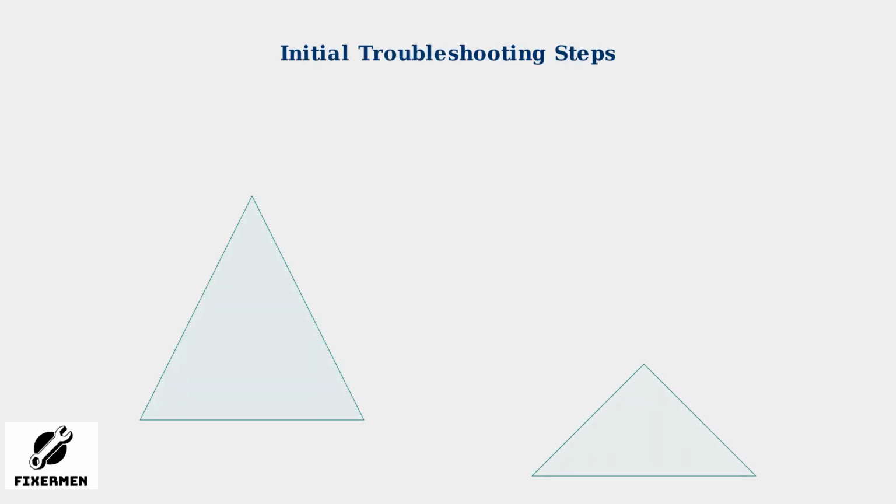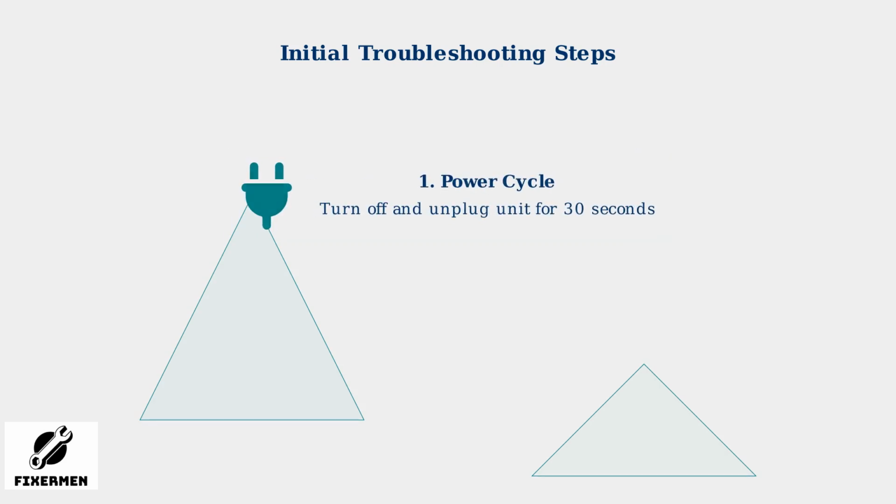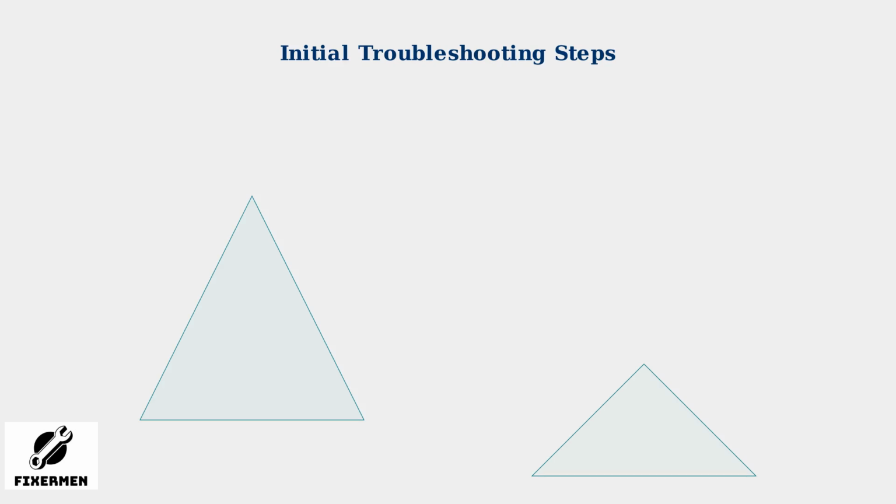Before calling a technician, try these initial troubleshooting steps to resolve Carrier AC error code E8. First, power cycle your unit by turning it off and unplugging it for 30 seconds. This resets the system and may clear the error. Next, check your air filters and replace them if they're dirty. Clogged filters can cause airflow restrictions leading to overload.